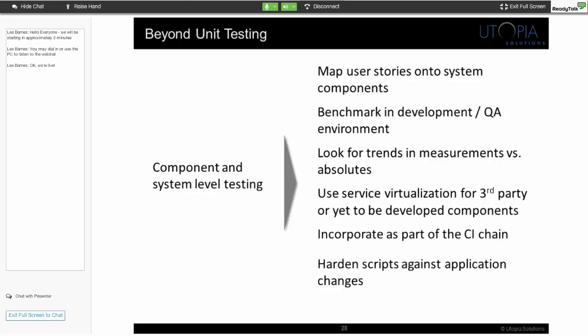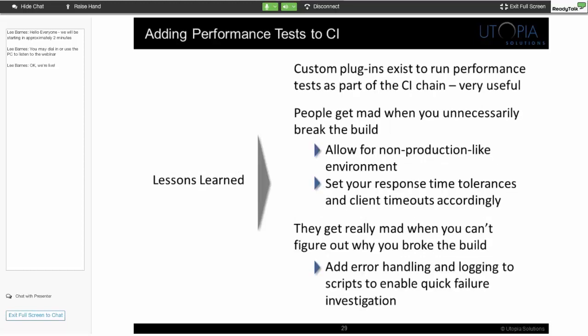And finally, if we do start to create more traditional type performance testing scripts, we need to harden those scripts against application changes, making them less brittle, and we'll look at why in a second. From our experience with adding performance testing to the CI chain, we learned through the School of Hard Knocks that there's some things you need to think about. First of all, and very helpful, plugins exist for most performance test tools, so you can run performance tests as part of the CI chain.